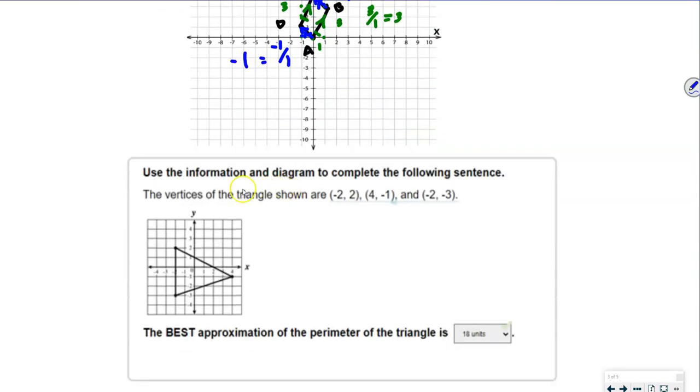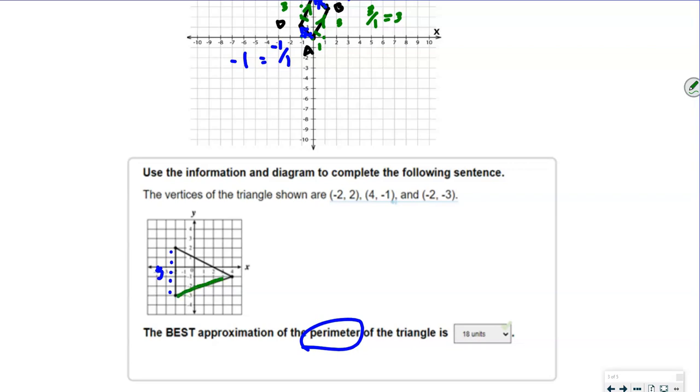All right, the next one says use the information and the diagram to complete the following sentence. The vertices of the triangle are what best approximates a perimeter. So what does perimeter mean again? It means the distance around the outside of an object. So this is 1, 2, 3, 4, 5. So we got that side is 5, right?